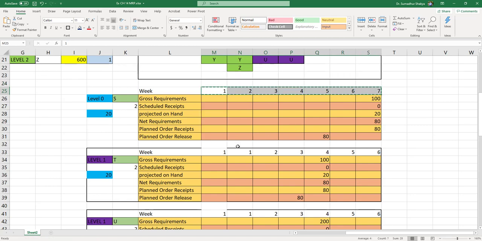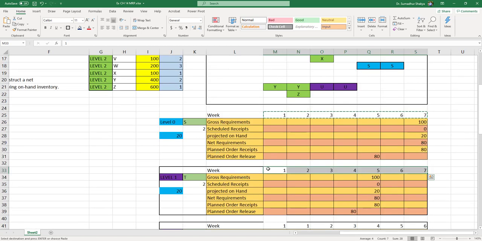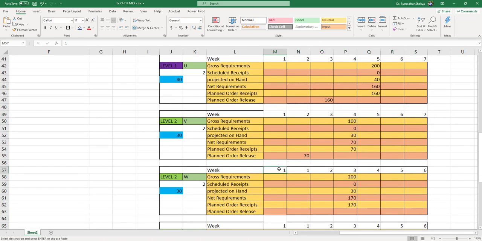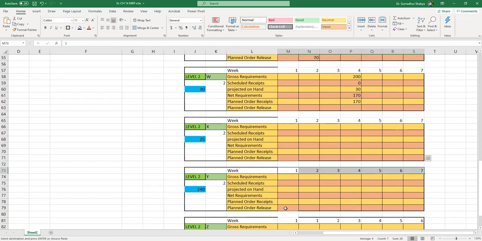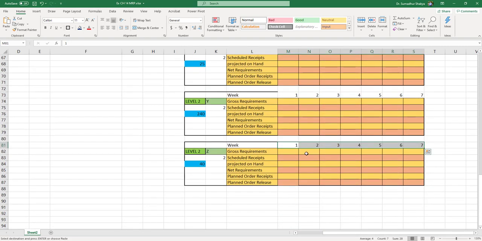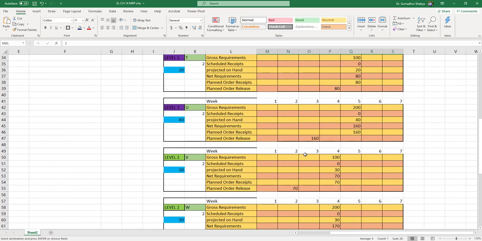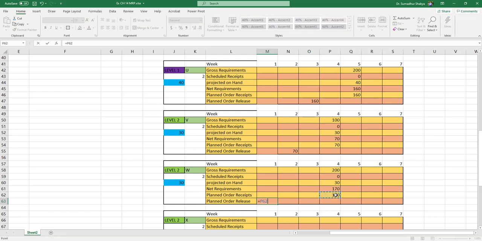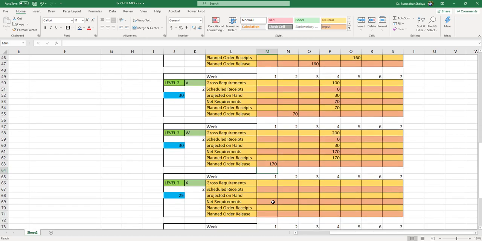And 1, 2, 3, 4, 5, 6, 7. Okay. So we were at W. Okay. So now it needs 3 weeks. So 1, 2, and 3. So 3 weeks in, at this time I would release 170 orders for 170 units to be made.